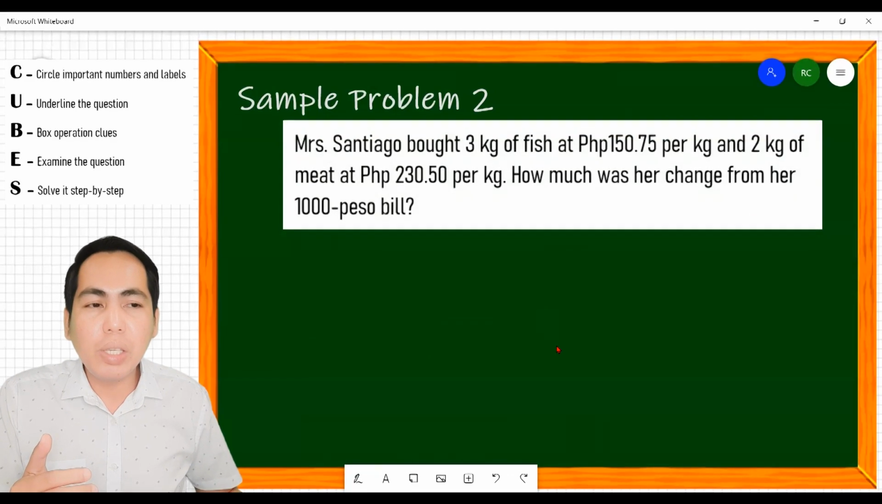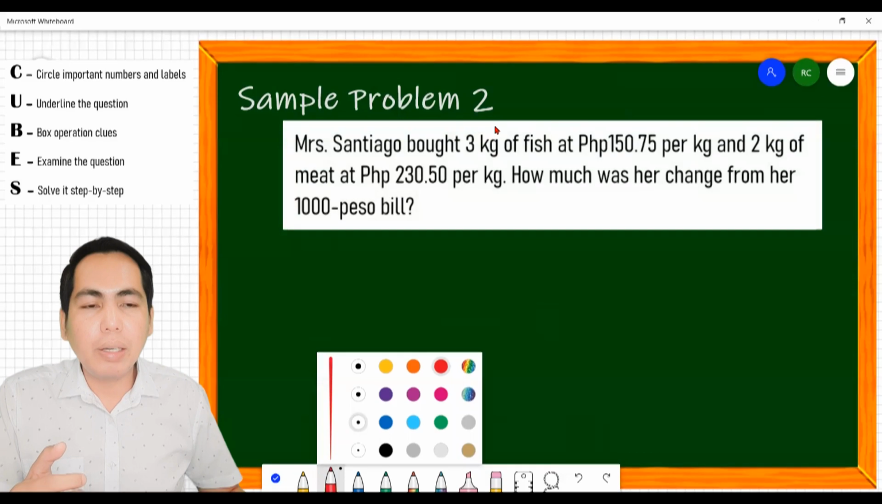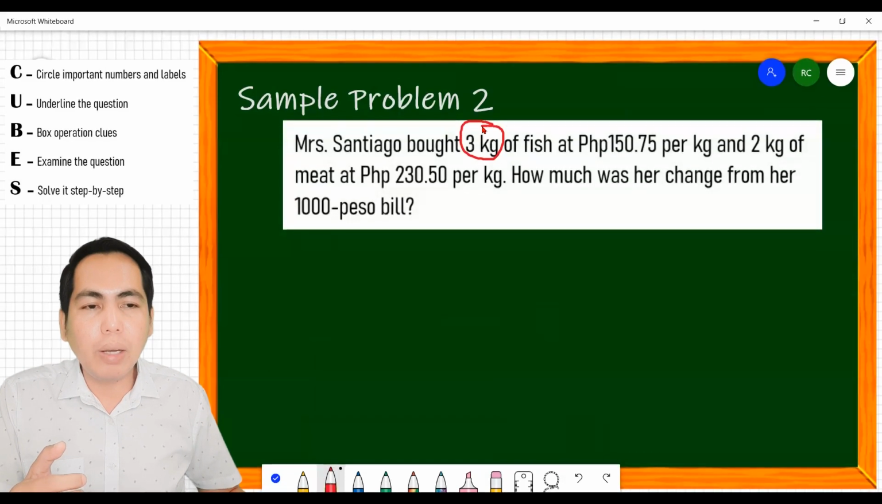How much was her change from her 1,000 peso bill? So using the CUBES strategy, we can start with the letter C, which stands for circle important numbers and labels. So the important numbers and labels are the following. We have here 3 kilograms, 150 pesos and 75 centavos. We have also 2 kilograms, 230 pesos and 50 centavos, and 1,000 peso bill.